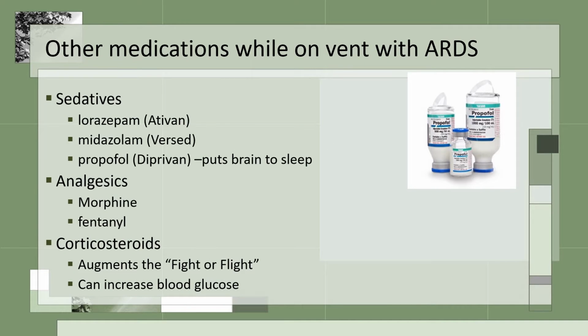Other medications that patients are given while they're on the vent with ARDS include sedatives, and these can be lorazepam, midazolam, or Versed, propofol, and analgesics, including morphine and fentanyl, and corticosteroids. The corticosteroids actually help augment the fight or flight because the adrenal glands may be giving up or not working quite as well. So this can help. And then they can also increase blood glucose, so AccuChecks will need to be done.